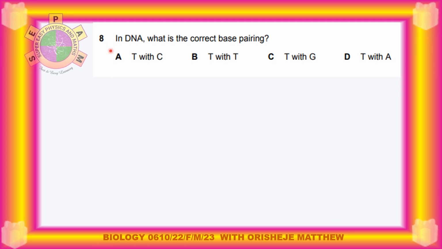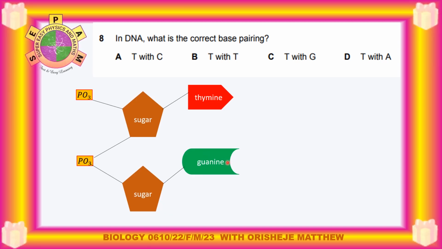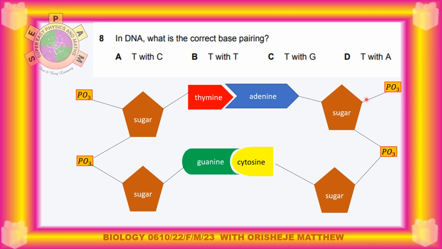Question 8. In DNA, what is the correct base pairing? I explained it in question 1, but let me just give you the structure of the DNA. DNA has the phosphate group and then the deoxyribose group, which is a sugar with 5 carbons. Then we have the nucleotide bases, thymine and guanine. So this is one structure, and then we pair up to form the complete DNA molecule.